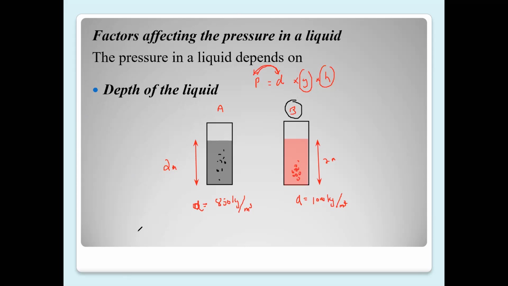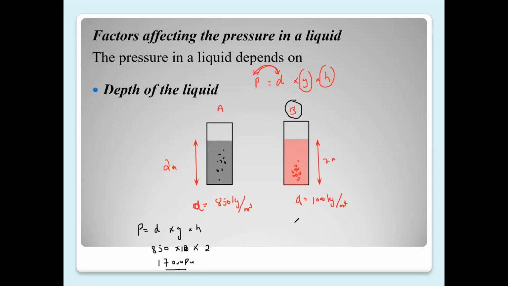And you can calculate this. Pressure exerted by the liquid depends on density times gravity times height. So density here is 850, gravity is 10, multiplied by height or the depth, which is 2. So 850 multiplied by 10 multiplied by 2, you will get 17,000 Pascal. So pressure exerted by liquid A is 17,000 Pascal.